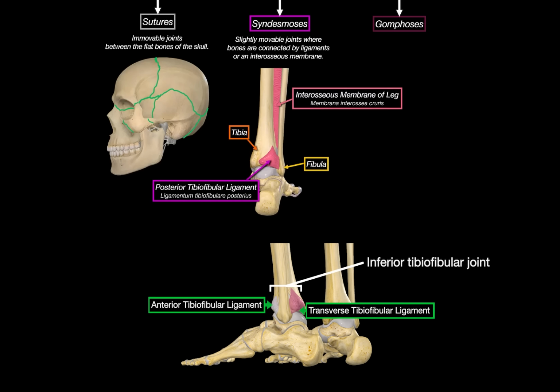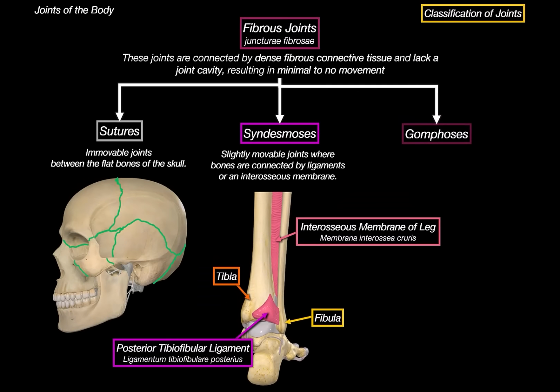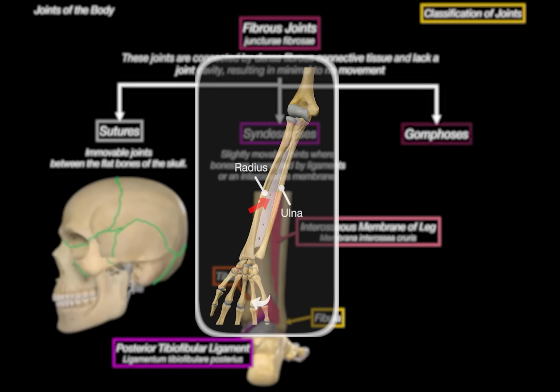If they were completely fused, like the sutures of the skull, movement like walking or running would put too much stress on the bones and make them more prone to fracture. So having a slight amount of movement helps with shock absorption and flexibility. The interosseous membrane also serves as an attachment site for muscles and helps distribute force evenly between the two bones. For example, in the forearm, the interosseous membrane between the radius and the ulna allows for pronation and supination, meaning it helps you rotate your palm up and down.